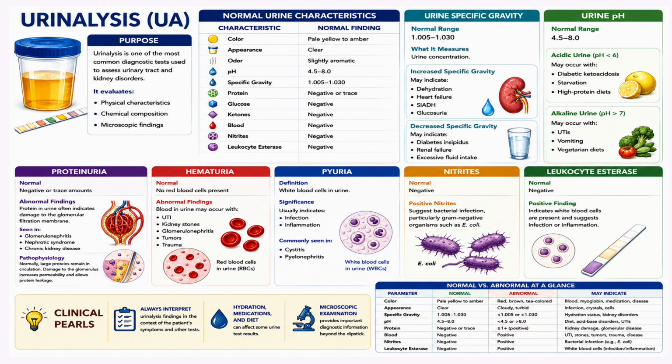So this is a cheat sheet I created for our urine analysis. This is one of the most frequently performed diagnostic tests. It's the gold standard. If any UTI is suspected, this is the first thing that's done. It evaluates physical characteristics, chemical composition, and microscopic findings. Abnormal findings like proteinuria, hematuria, pyuria, positive nitrites, or leukocyte esterase can help identify kidney disease, infection, inflammation, or glomerular damage. Urine analysis is often the first clue that a urinary disorder is present.